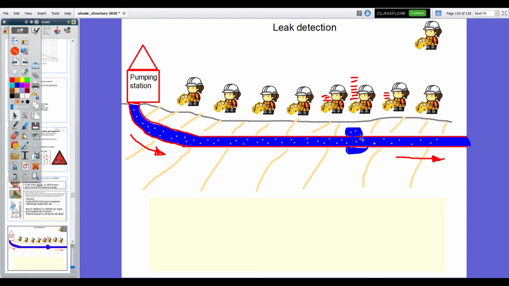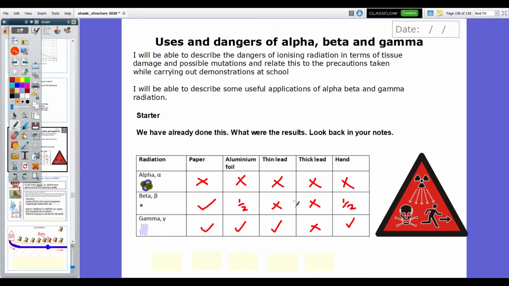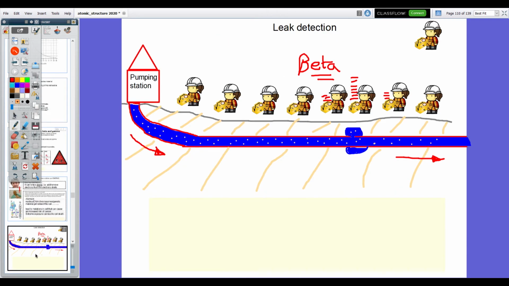So what type of radioactive source would we want to use for this? Well, the main one that we would use is beta. The reason we'd want to use beta, I'll try and write that in there, I'm using a mouse for writing, which is not that great, is because beta, if you remember, is moderately penetrating. And why do we want something that's only moderately penetrating?